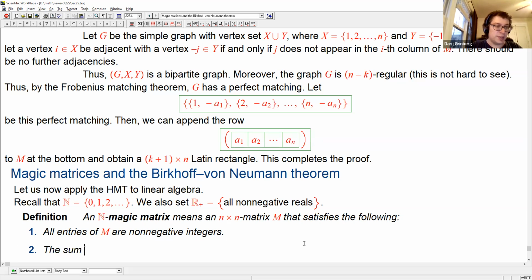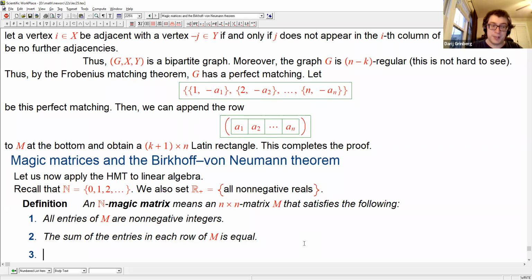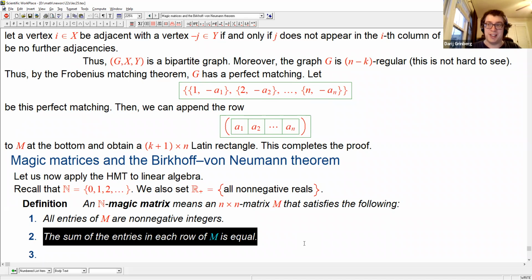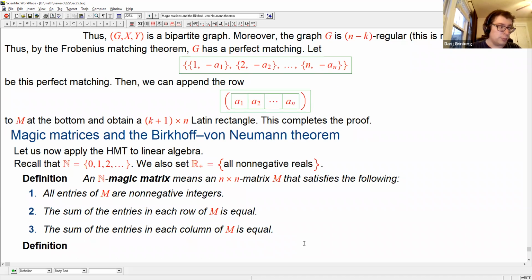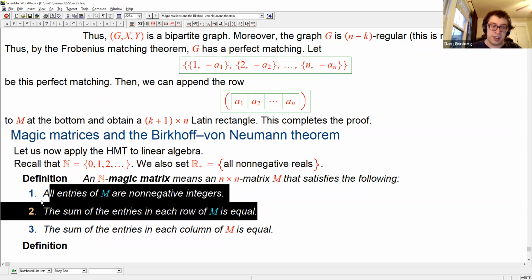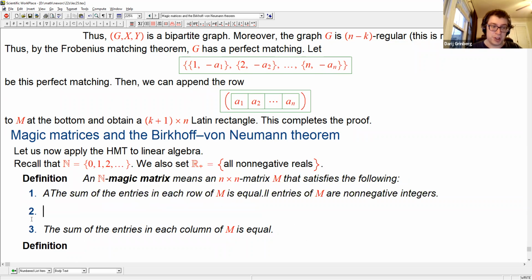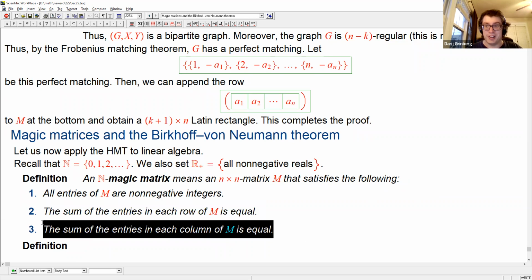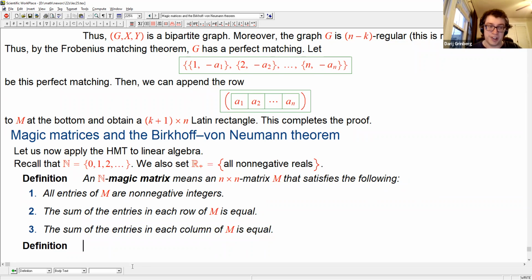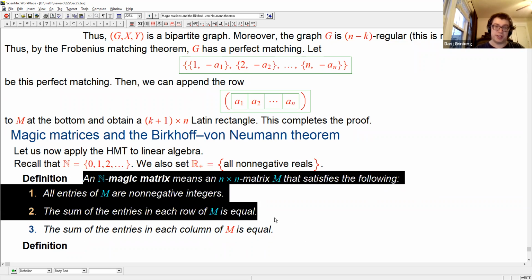Second, the sum of the entries in each row of M is equal. Equal to what? I'm not saying. I'm just saying all of those sums should be the same. And finally, the sum of the entries in each column of M is also equal. Actually, it turns out that if you require those two conditions, then the sum in each row will be the sum in each column. You can probably figure this out before I even state it, but I will state this in 5 minutes.